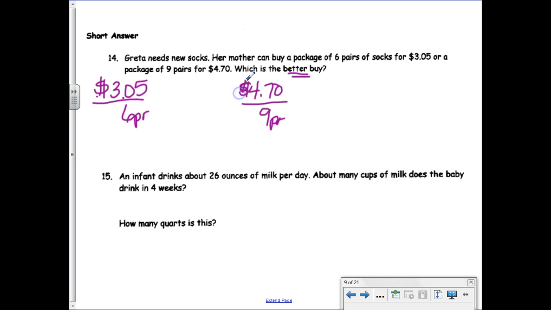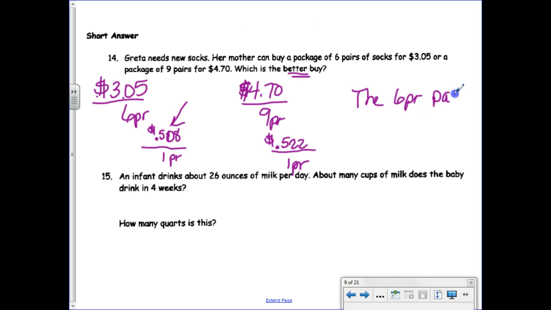Now, as you work on this, you're finding the unit rate. How much does it cost for 1 pair? When you do the division here, you get actually it's 0.508. Okay, so a little more than 50 cents for 1 pair of socks. And on this one, you end up with approximately 0.522 per 1 pair. So which one's cheaper? It looks like this one. So you should say the 6 pair package is cheaper.